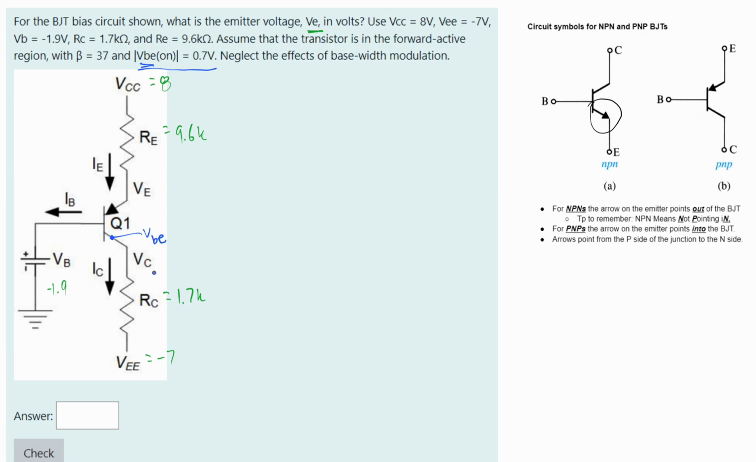Now, when we look at this, it's super simple. All we need to do is look at this node to find what we're looking for, because remember, we're looking for our VE, the emitter voltage. So we're going to look right here because we want to find this. We know we have some voltage, VB, going out this way, because of the arrow of the current. So we're going to have our VB.